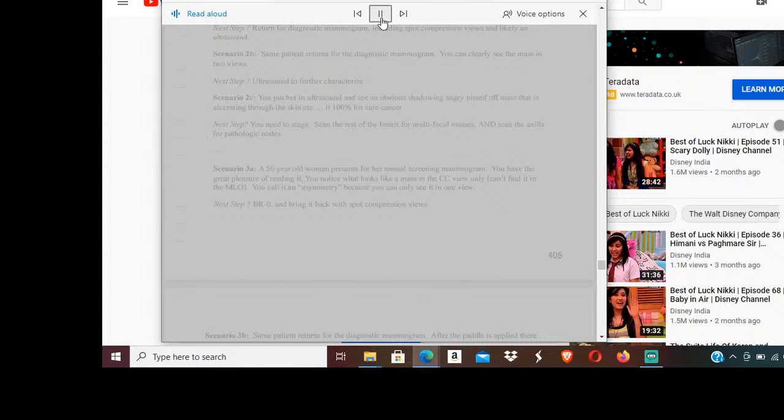Next step. BR0 for diagnostic mammogram, including spot compression views and likely an ultrasound. Scenario 2B, same patient returns for the diagnostic mammogram. You can clearly see the mass in 2 views. Next step. Ultrasound to further characterize.